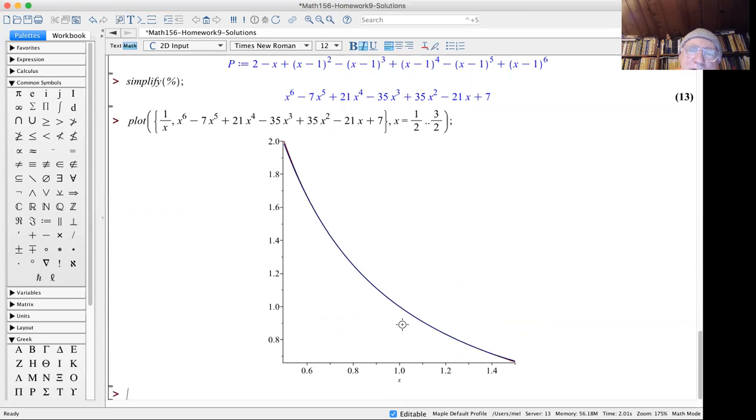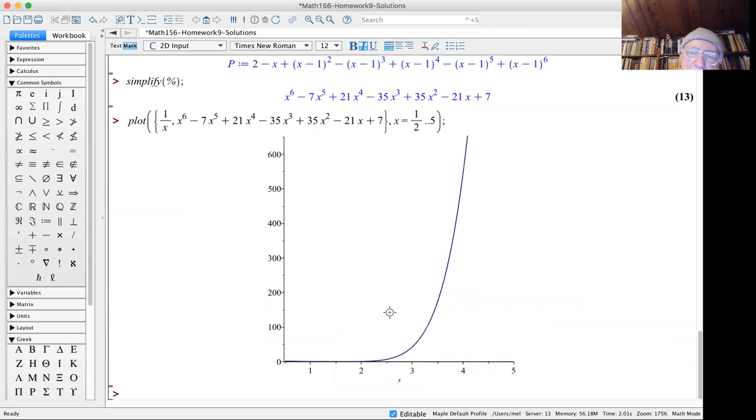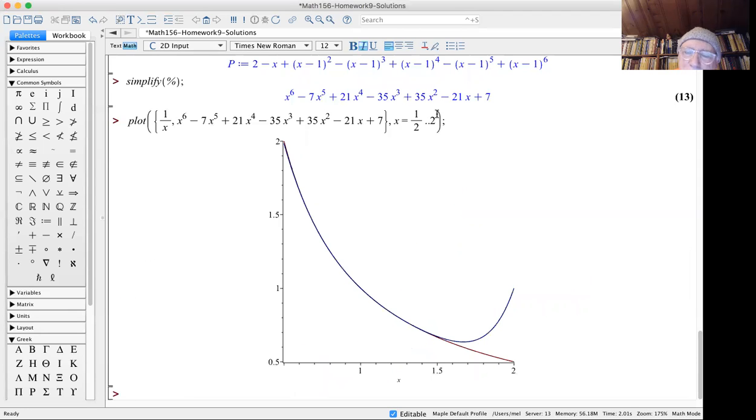This is an approximation centered at 1. Let's see. Now, okay. If I go out to 5, you can see this polynomial. See, 1 over x is decaying. This polynomial is shooting up. So even out to 2. Yeah. So the red is 1 over x. The blue is this polynomial. And notice around 1 how close they are to each other. It's really quite nice.